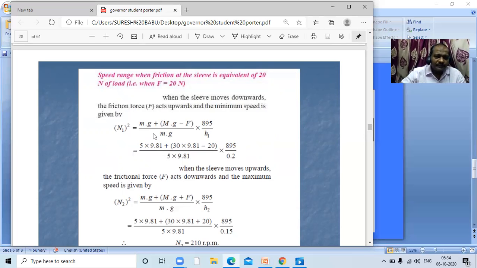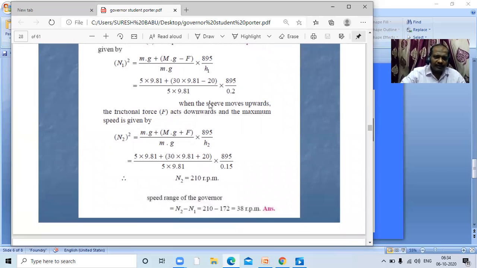So small mg plus capital Mg minus F, the frictional force has to be subtracted, into its relation, N1 squared is equal to (small m plus capital M) by small m into 895 by H1 only. As frictional force is there, you have multiplied with the g value. Remember, students, the difference. Then we have to subtract the 20 newtons of frictional force. So if you substitute that, N1 we can obtain. N1 is going to be N1 speed, because the unknown parameter is only N1.